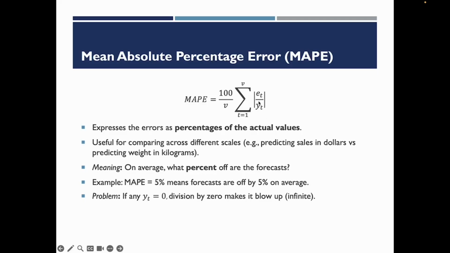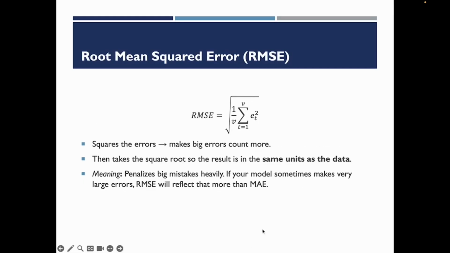But we will have an issue if the Y_t is 0. If we divide by 0, we're going to have an issue here. That's why we are going to replace this measure by something else. RMSE has the same unit as the data, which is the square root of the mean squared error. So we take the error, we square it, we add the sum, then we divide by the number of periods. And then after that, we take the square root. Squaring the error makes big errors count more. So this penalizes big mistakes heavily. If your model sometimes makes very large errors, RMSE will reflect that more than the MAE.